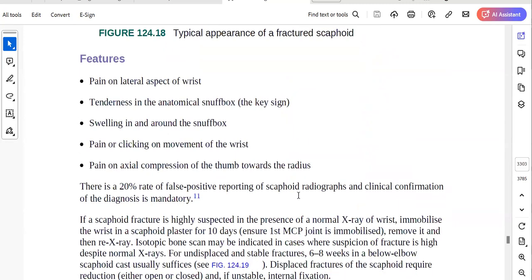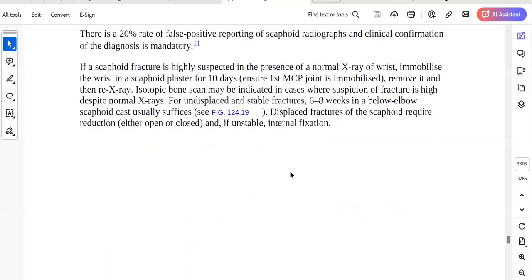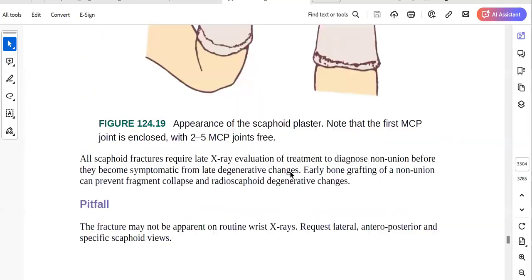So how will a scaphoid fracture patient present to you? Think about a fracture at the base of the thumb. That means the patient will have wrist pain, on the lateral side of the wrist. They will have pain on the anatomical snuffbox. That's the most important feature of a scaphoid fracture.